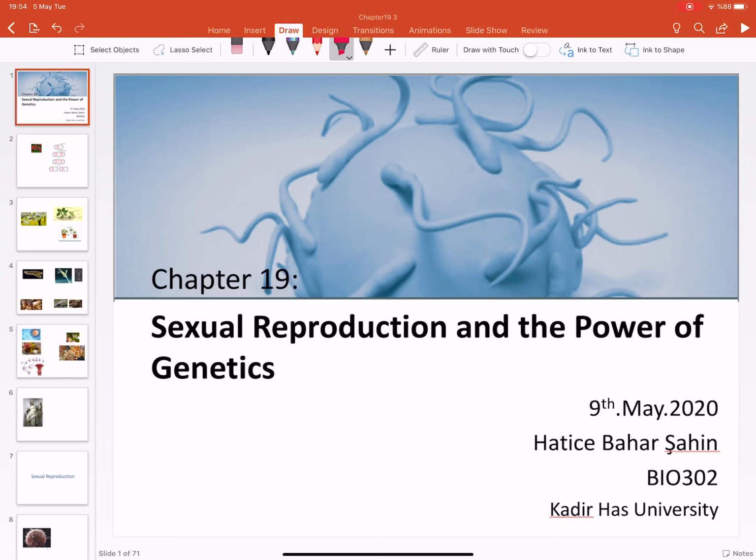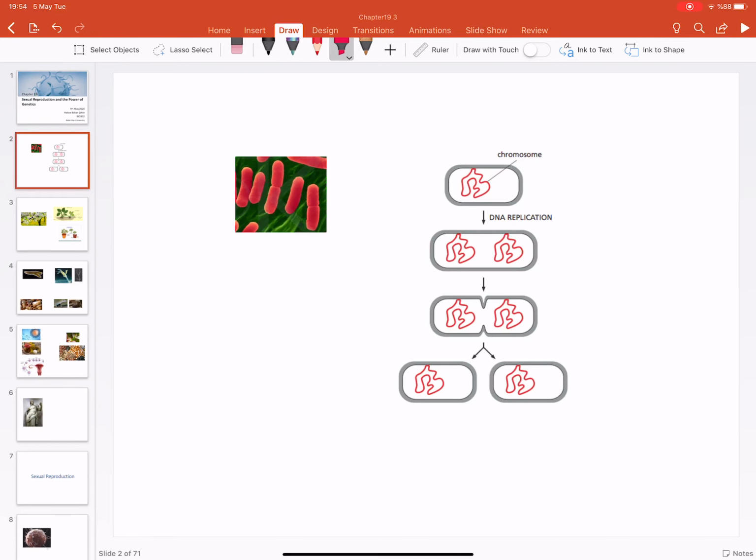Here we start chapter 19, which is sexual reproduction and genetics. But of course, if you're going to talk about genetics, we have to talk a little bit about reproduction and meiosis too. I'm going to talk more about meiosis and reproduction in case you have been missing something so far, although you have seen it several times. In case you are missing something, you're going to complete it here and make sure that there is nothing missing in your class.